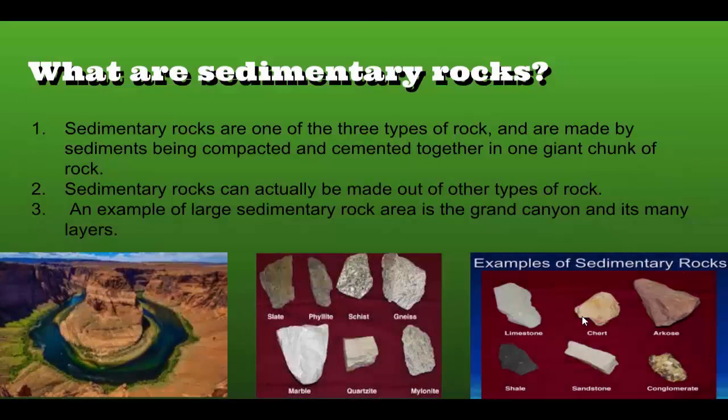What are sedimentary rocks? Sedimentary rocks are one of the three types of rocks: metamorphic, igneous, and sedimentary, and are made by sediments being cemented and compacted together in one giant chunk of rock. Sedimentary rocks can actually be made of the pieces of the other rock types. Sedimentary rocks come in all shapes and sizes, and an example of a large sedimentary area is the Grand Canyon.